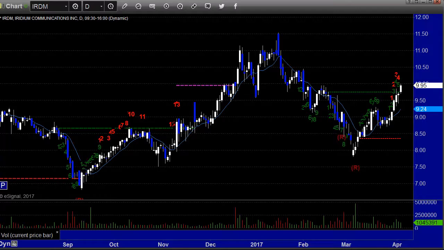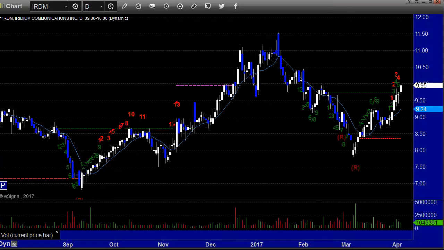Here's Iridium, IRDM. So this is a fourth one that has an example that did not work. You can see back in November, you got the 13 signal. Yes, it did go sideways for a week, but it did not go down at all, and in fact proceeded higher not too much long after that. So those are all examples of what didn't work.